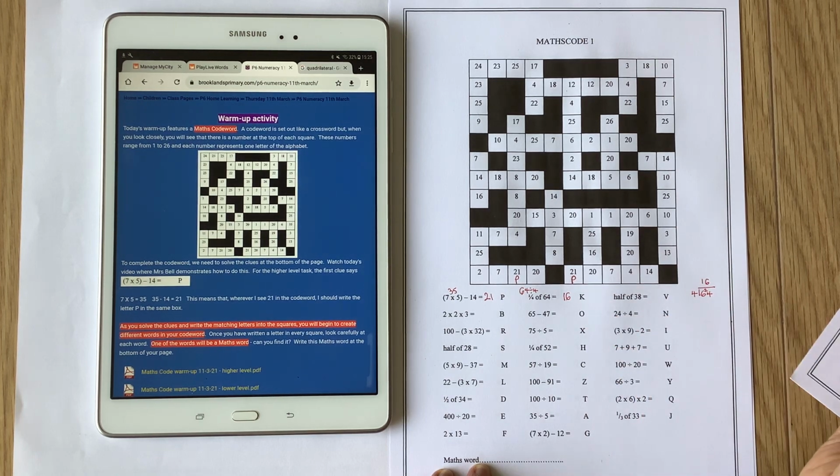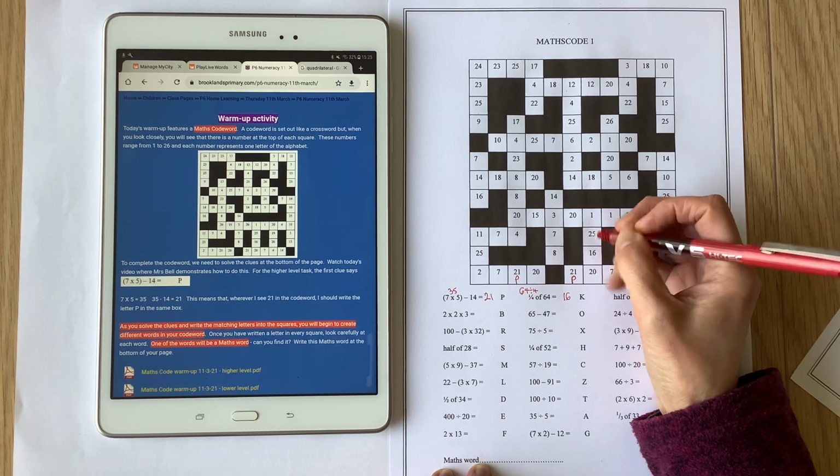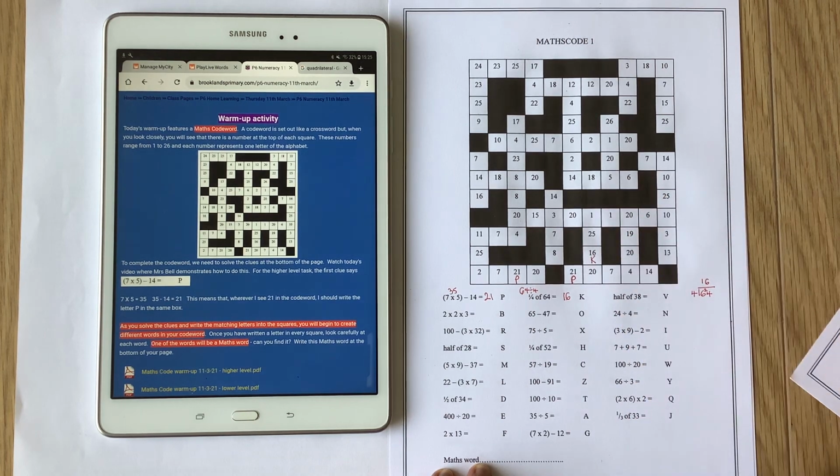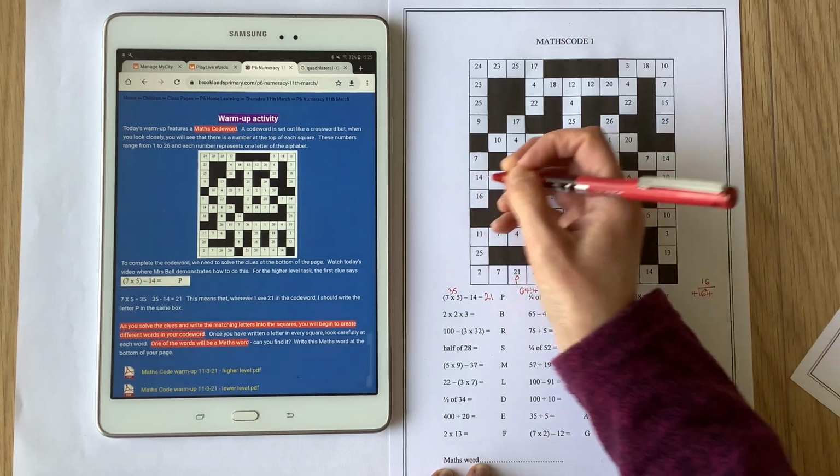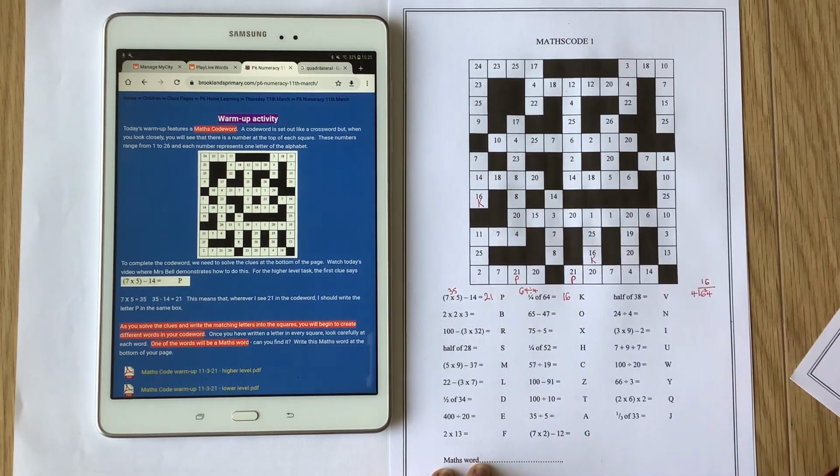Can you spot any 16s? I can see one there. So a K is going to go there. Can you spot any other 16s? Oh, there's one. So I'm going to put the letter K in there. Any more that you can see? At the minute, I don't spot any more.